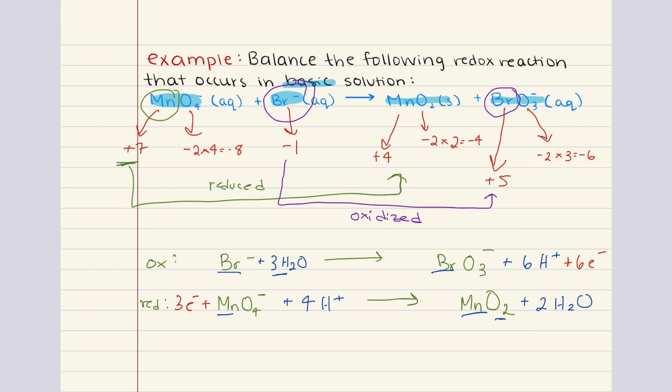This way, the charge on the reactant side is 0, and the charge on the product side is 0, and they match. From here, we want to do a quick check and ask, does the change in oxidation state equal the number of electrons transferred? For our oxidation half reaction, the oxidation state of bromine changes from -1 to +5. This corresponds to losing 6 electrons, so we did that correctly.